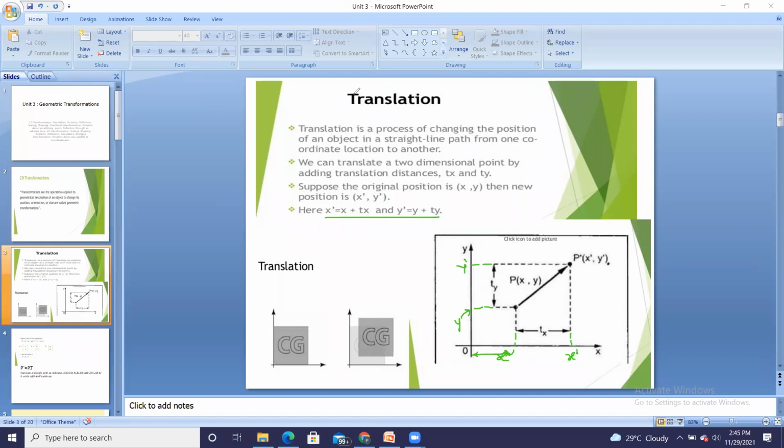So let us see the translation procedure in detail. First, translation is a process of changing the position of an object in a straight line path from one coordinate location to another. So this is your one coordinate point and I am moving it to the other.